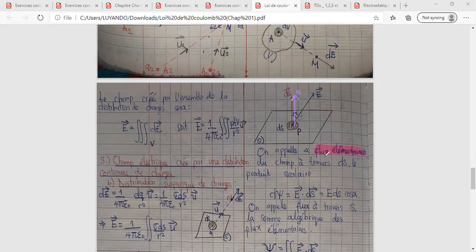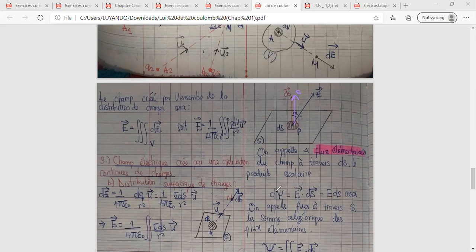We call elementary flux of the field through dS the scalar product. So we have flux, or flux in French. The symbol we use for flux is this guy here, dΦ, which is equal to E·dS. This symbol is used as a representation for flux.